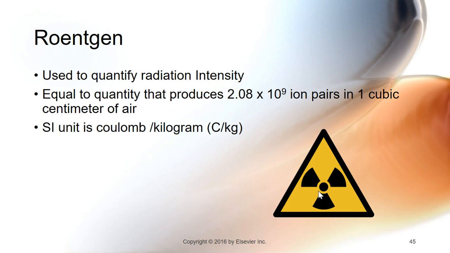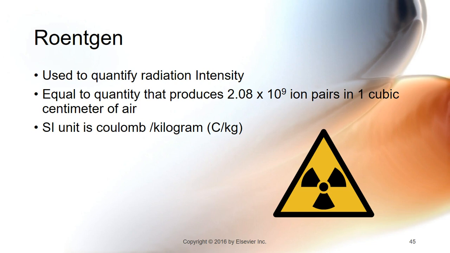But this is used to quantify radiation intensity. Remember this word, intensity. With that intensity, it's equal to the quantity that produces that many ion pairs in a cubic centimeter of air, and the SI unit is the coulomb per kilogram. An ion pair is an electron that's removed from an atom, and then the atom from which it came joins together, creating an ion pair. With that, that is how much radiation you actually use.